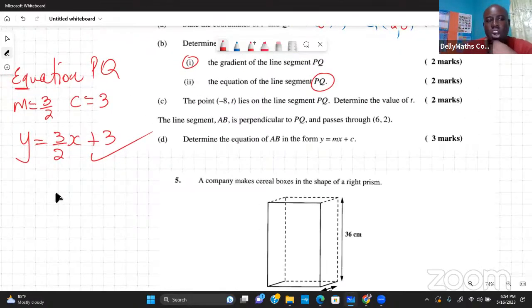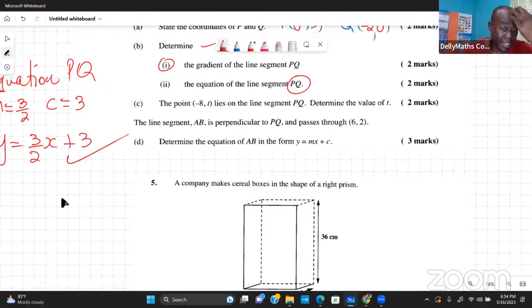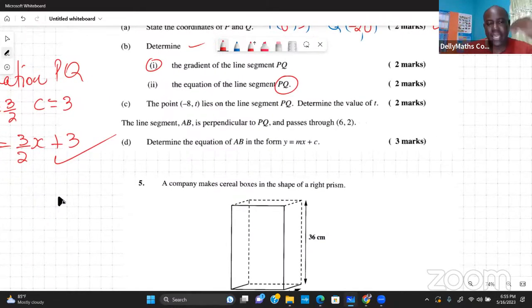All right. Now, here's the fun part of the question. The C part says this: the point (-8, t) lies on the line segment PQ. So obviously they are hiding a value, which is the y value.